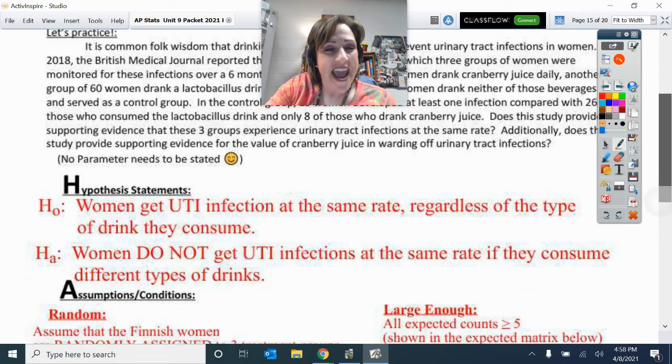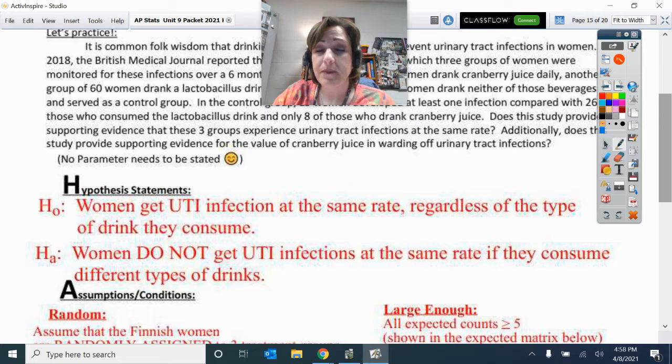The null hypothesis: the women get the UTI infection at the same rate, regardless of the type of drink that they consume, the treatment group for drink they are in. The alternative: they do not get urinary tract infections at the same rate if they consume these different types of drinks.